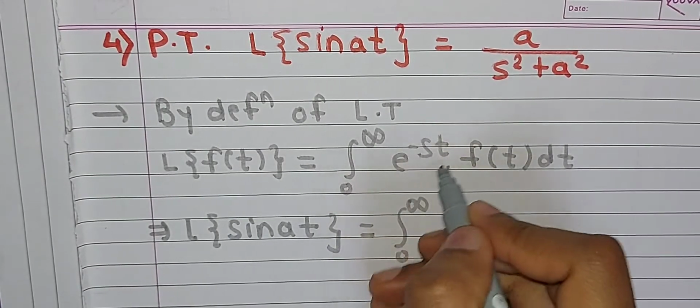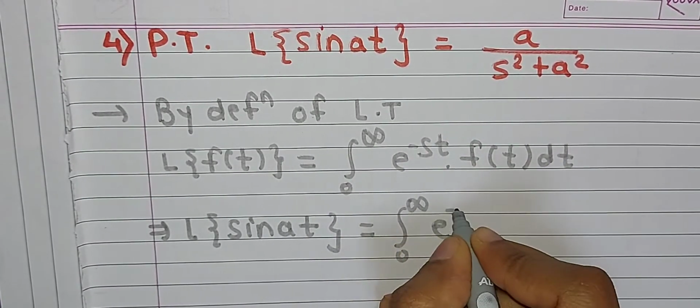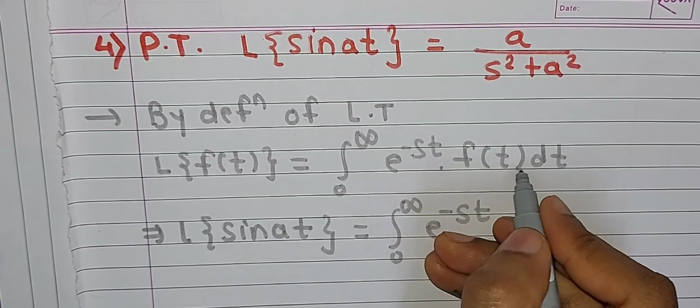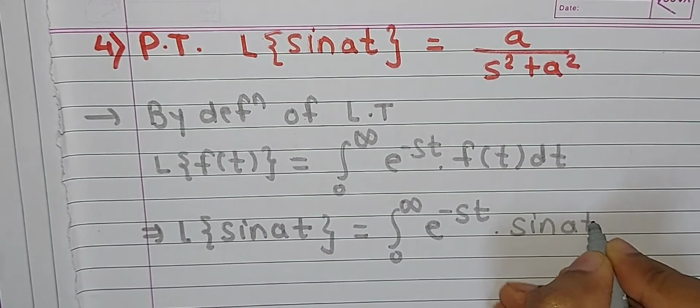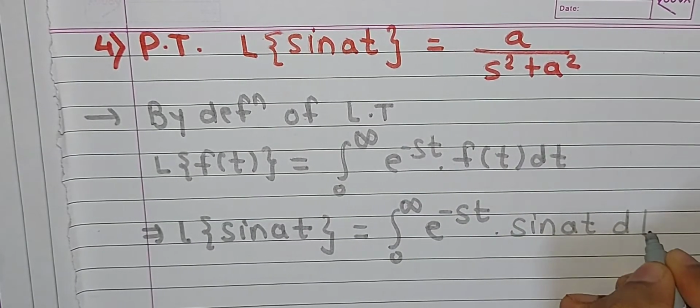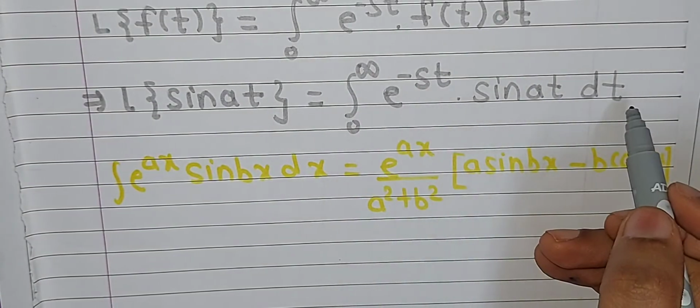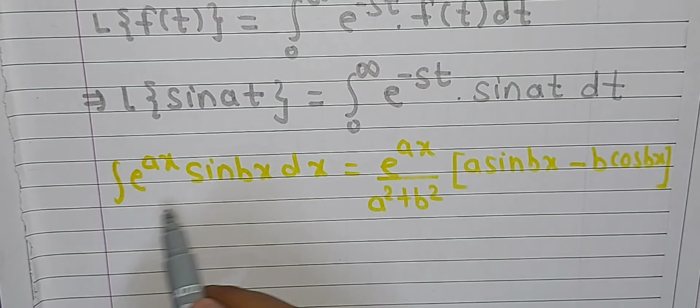Now put that value here, that is Laplace of sin at is equal to integration 0 to infinity. Take the first element as it is, that is e raised to minus st. Now f of t is sin at, so sin at into dt. To solve this integration, now we are going to use this formula.